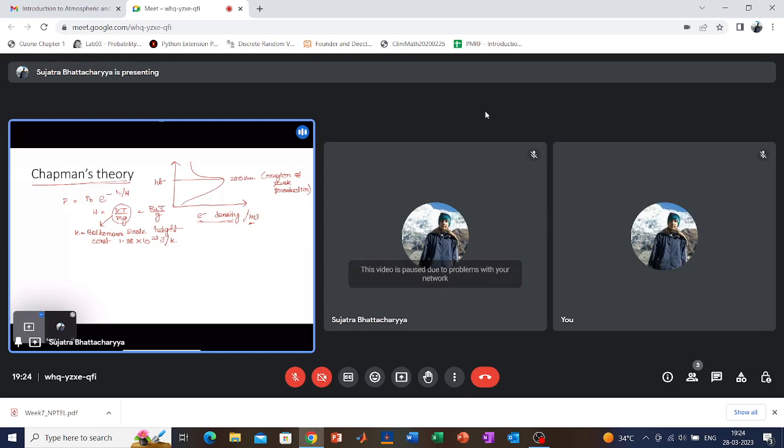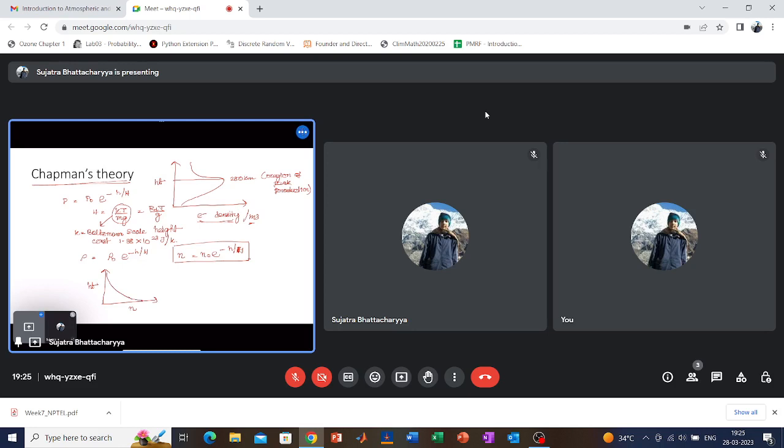Now rho is also rho naught e to the power minus h by H. Similarly, the number density of electrons n will be equal to n naught e to the power minus h by H. Now if this is the number density against height, as h tends to 0, this becomes n naught, and at infinity it goes to 0.